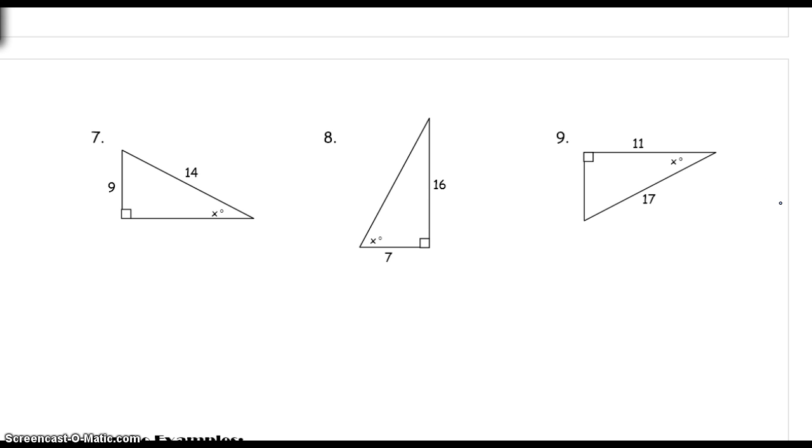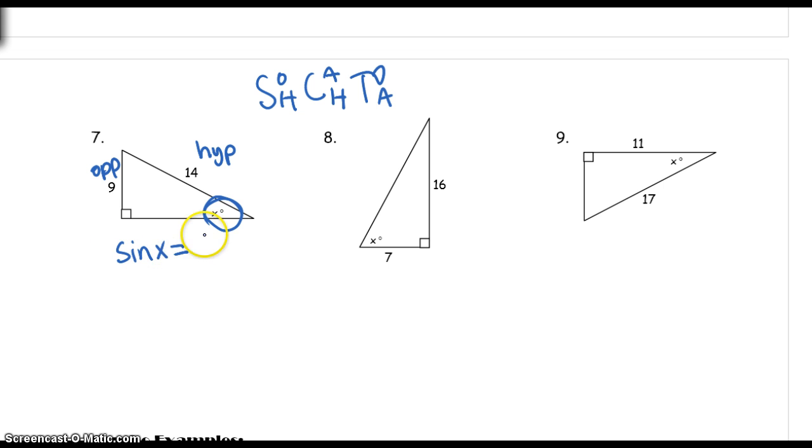So on number 7, we're still going to circle our angle. Well, they didn't really give us an angle, but they did put an x here, so we're going to circle that. Then we're going to label what we know. We know our opposite, and we know our hypotenuse in this case. And if you think about SOHCAHTOA, which one of these will have opposite and hypotenuse? Opposite, hypotenuse, OH. This one's going to be sine. So we're going to have the sine of x equals the opposite, which is 9, divided by the hypotenuse, which is 14.